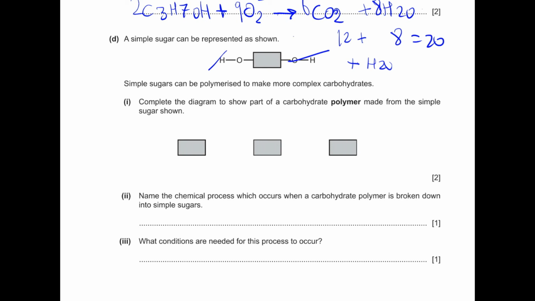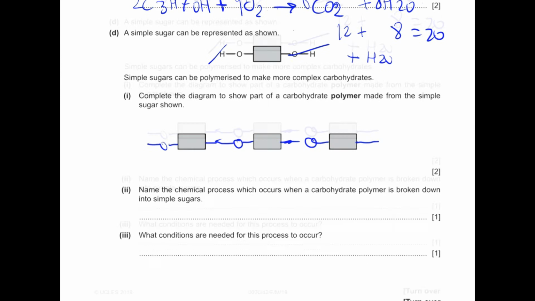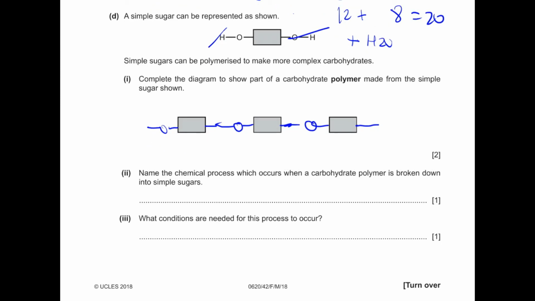so let's copy this over here. So here we have an O connected here, and nothing is connected over here, and then O is connected here, and nothing is here because the OH went over. So on the left hand side of this box we're going to have an oxygen, and on the right hand side we're going to have it empty. So this is how the carbohydrate polymer looks.